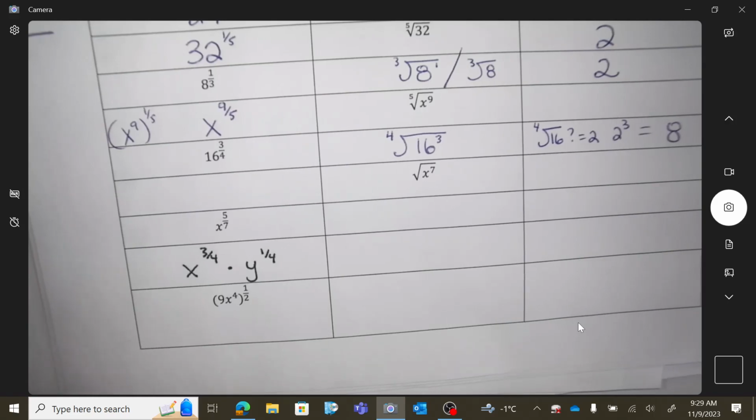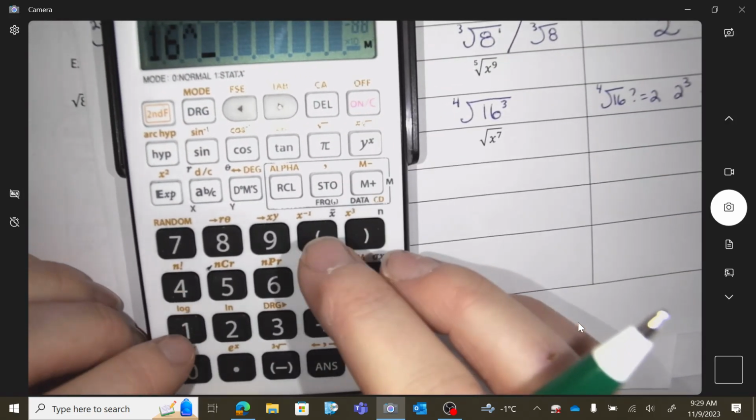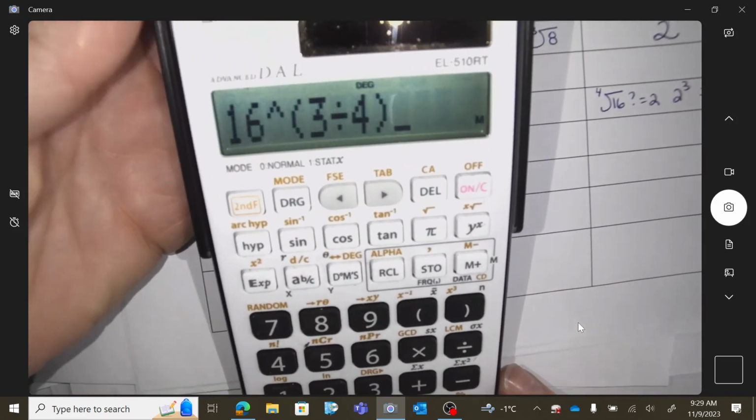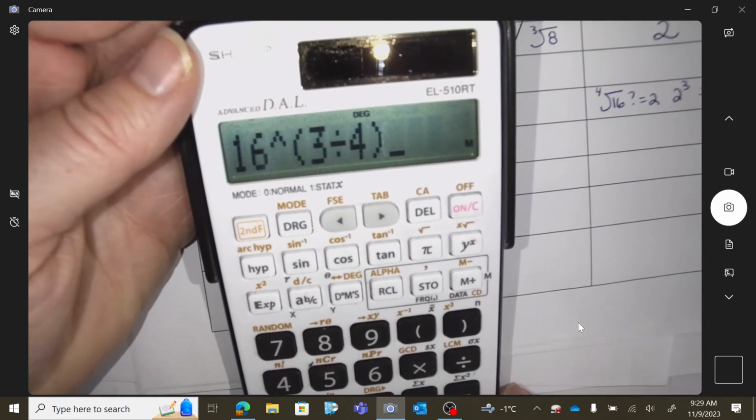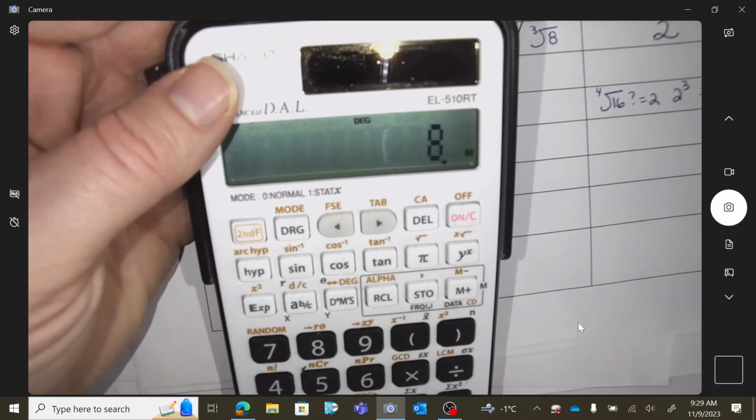Will we have those on the test? Yep. But we'll do a little bit more of them. Okay, and here's a check to see, did we do stuff right? 16 to a 3/4. There we go. It's 8.